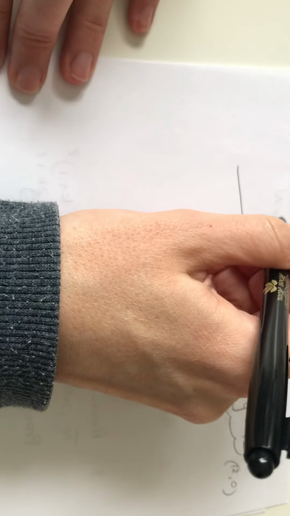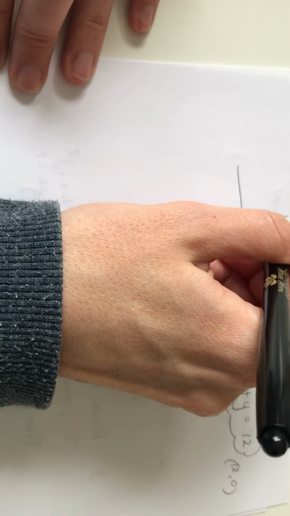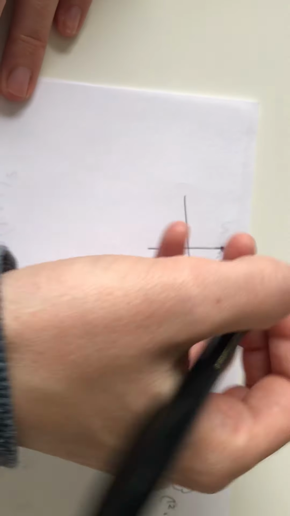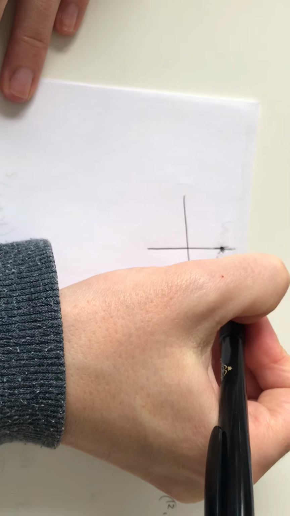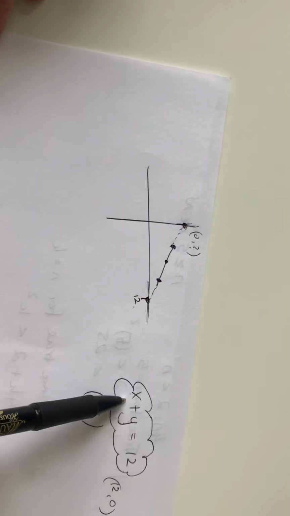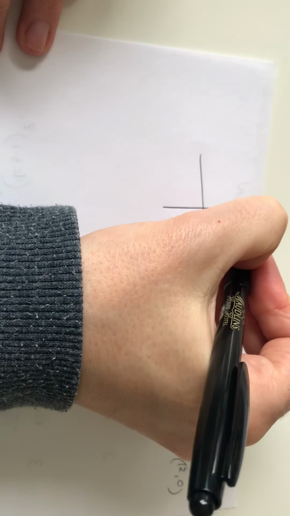And off you go and try and figure out where it cuts the y-axis. What do we know about where something cuts the y-axis? Well, it's 0 something. So the x is 0. So 0 plus what gives me 12? So that's 0, 12. So that's what we've been kind of looking at so far.